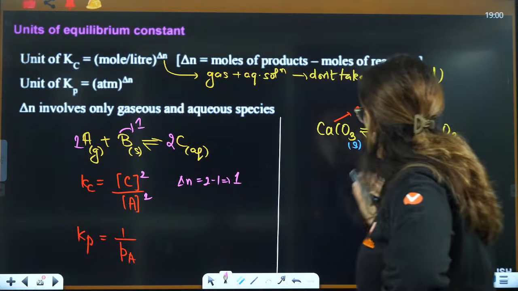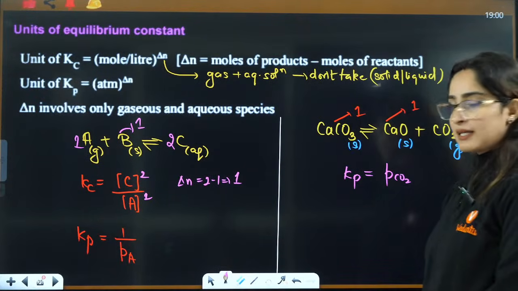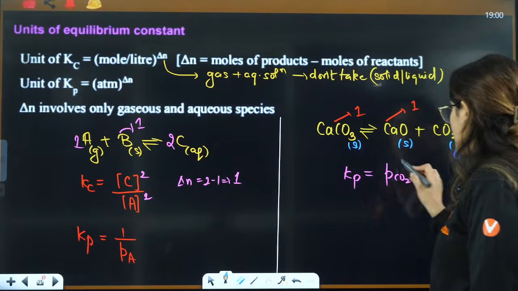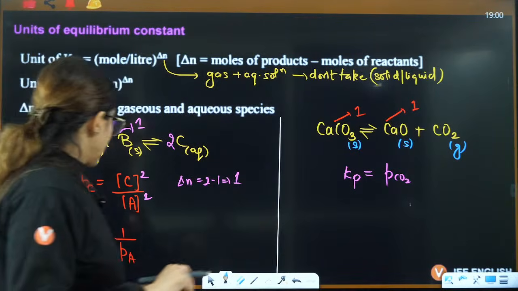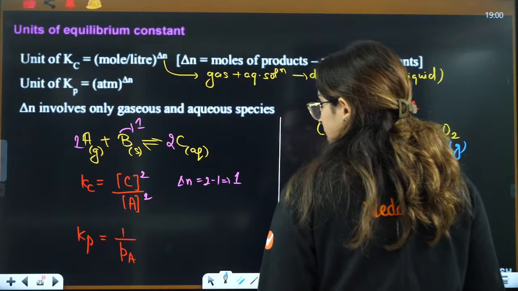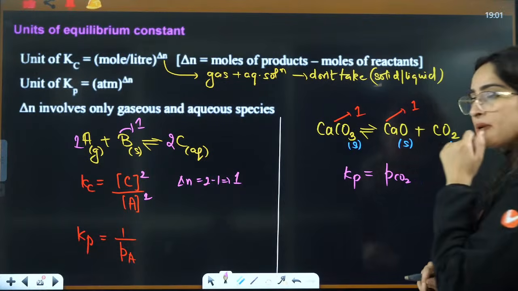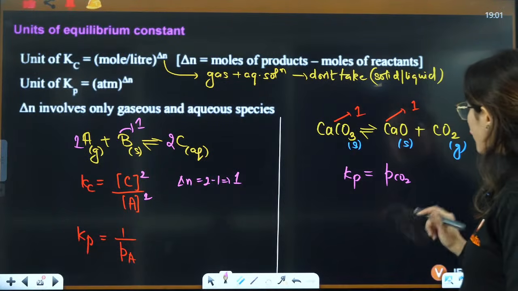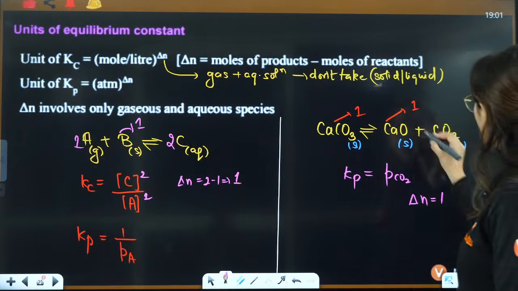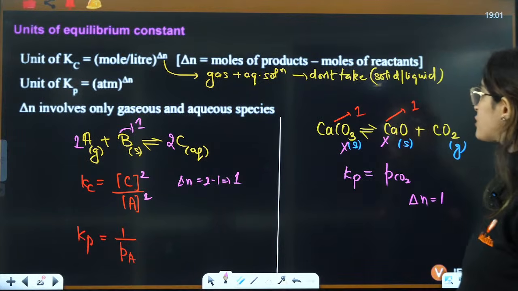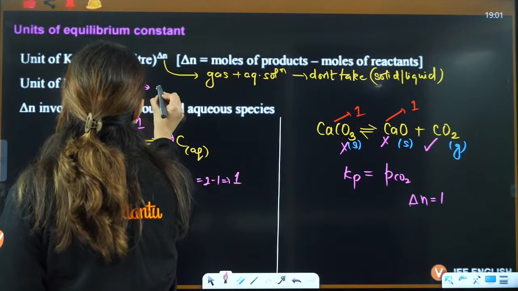Let's say if I want to write the Kp value here, that is the pressure of CO2. Now in this case, Kp is equal to the pressure of CO2. Here, what is delta N? That is nothing but 1, because you have not taken the other two, you have only included this. So in the case of Kp, this only means gas.